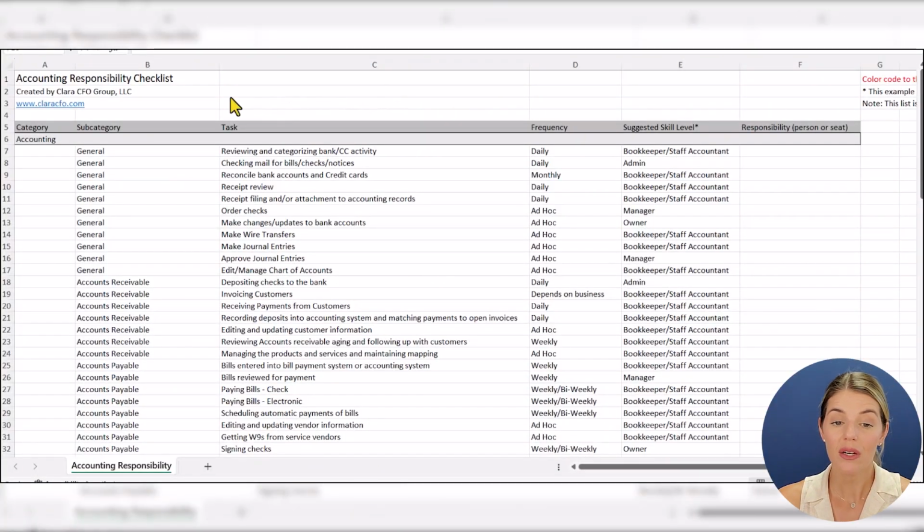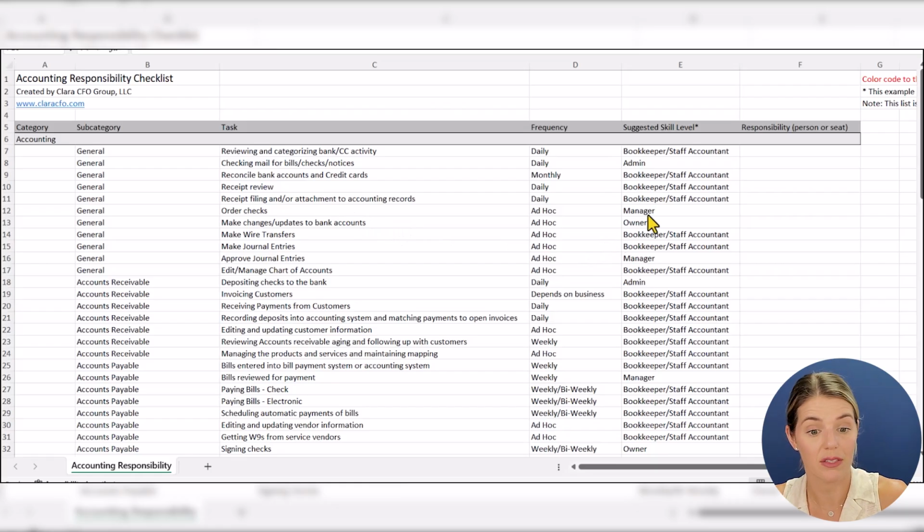All right, so here is our accounting responsibility checklist. And as I said, this is something that we actually use with clients so that we can get organized on who is responsible for what inside an organization. And this will also help highlight if there are some gaps in the process, like maybe nobody is doing something and you might need to hire somebody to come in and do something, or you might need to rework a job description of a current employee to include some of these additional tasks.